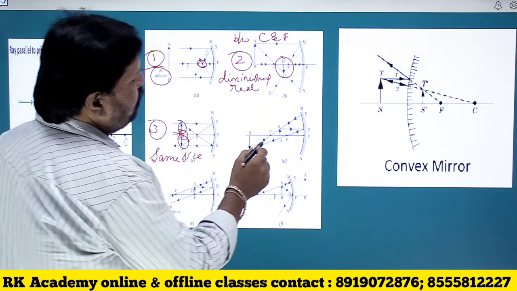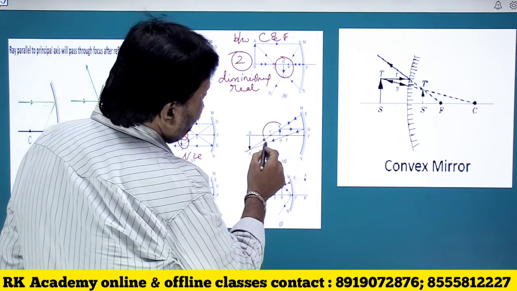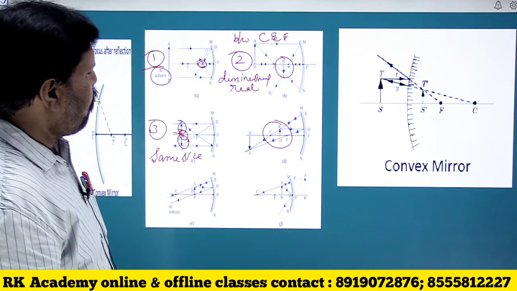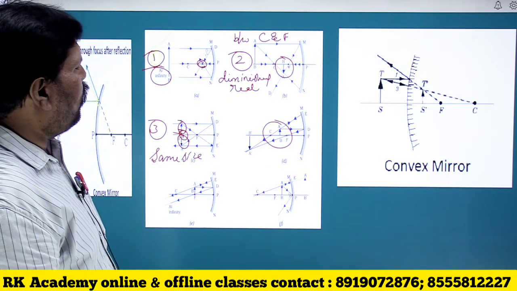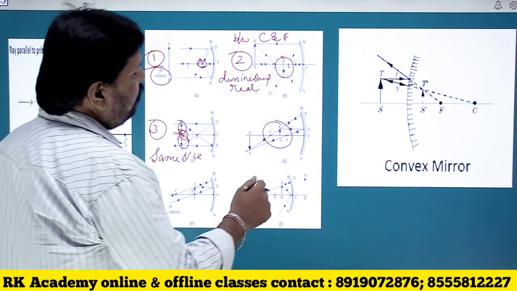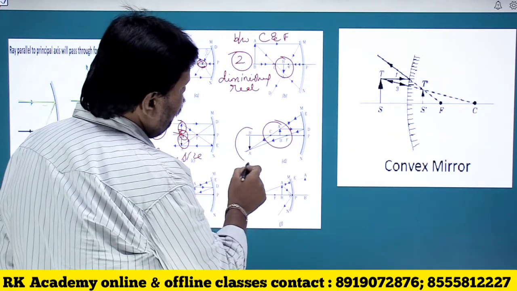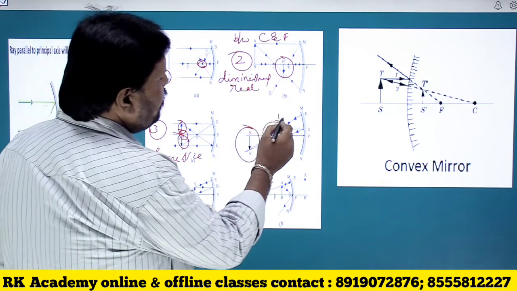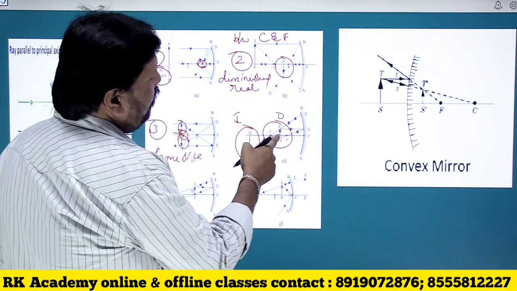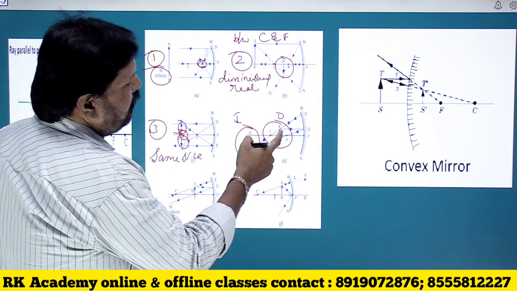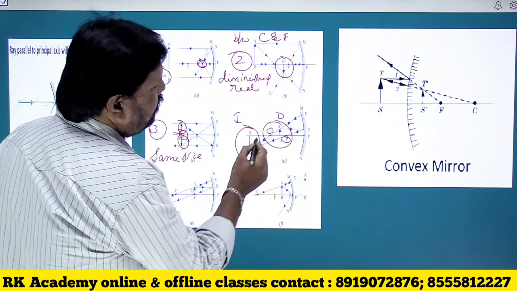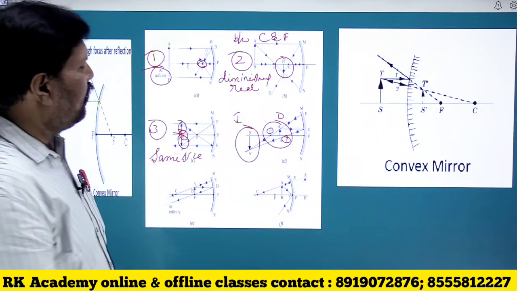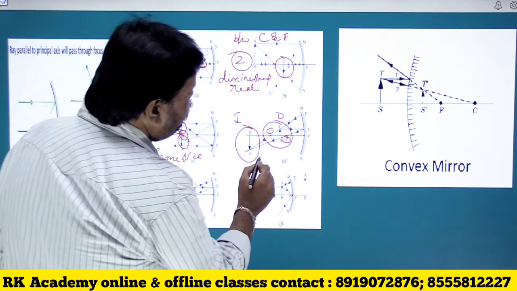Now if the object is kept between the center of curvature and focus, then the image will be beyond the center of curvature. This is object and this is image. It is kept in between the center of curvature and focus, and the image is found beyond the center of curvature. Here the image is magnified.